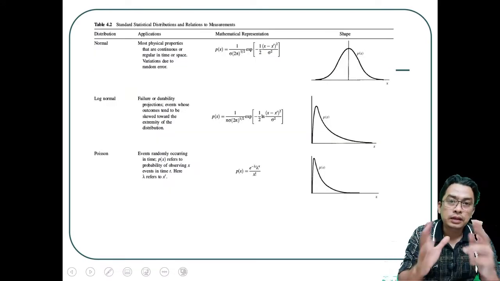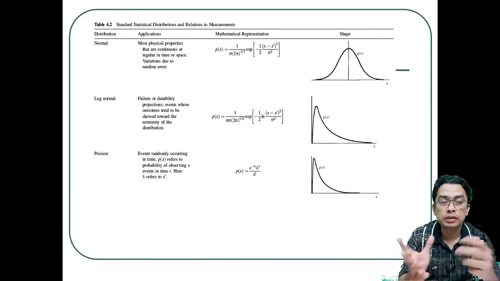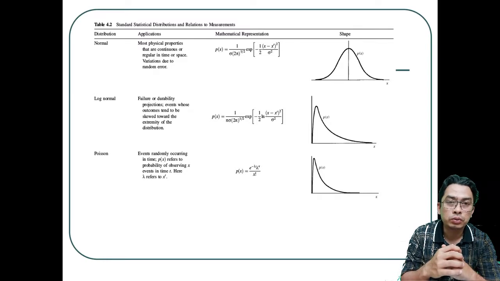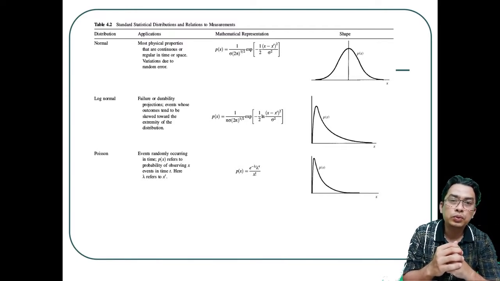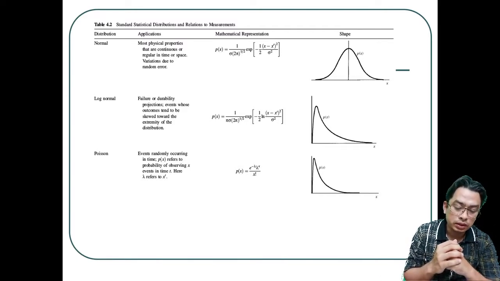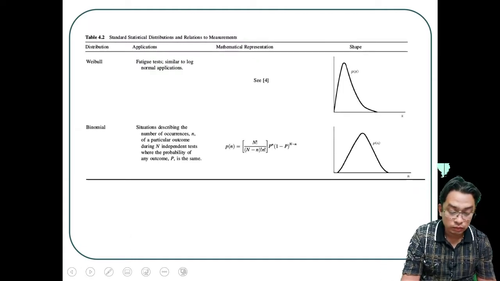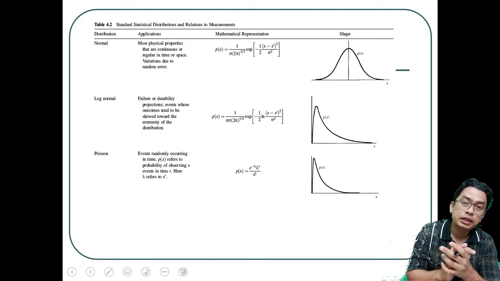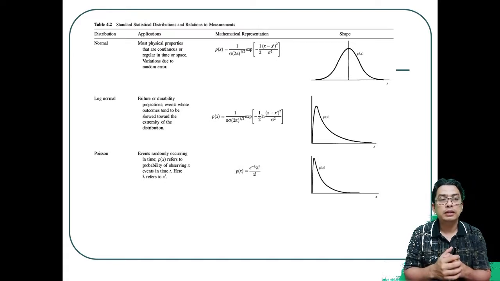Okay, the data that we took during our measurement or during a calibration of an instrument, basically it will be distributed in normal distribution. When we talk about distribution of data, there are a few ways that data can be distributed, which is we have a normal distribution, we have log normal, we have Poisson distribution, we have Weibull, and we have binomial distribution. And basically normal distribution is for the data that is affected by random error.